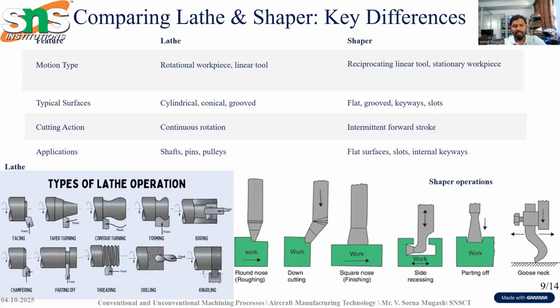And the next one is comparing the lathe and the shaper, which gives the key differences. Side by side, the lathe features a rotational workpiece with a linear tool for cylindrical, conical, or grooved surfaces, with continuous action for shafts and pulleys. The shaper machine is a reciprocating linear tool on stationary stock for flats, slots, and keyways, with intermittent forward cuts. As the table shows, the lathe is for curves and the shaper machine is for straights. The image below gives a clear cutout of the types of lathe operations and how the shaper operations go on.